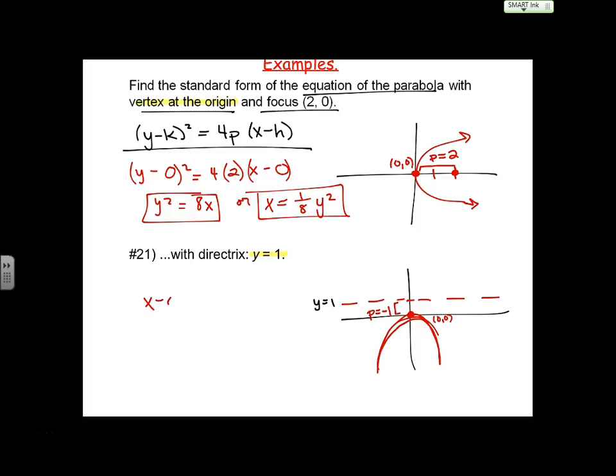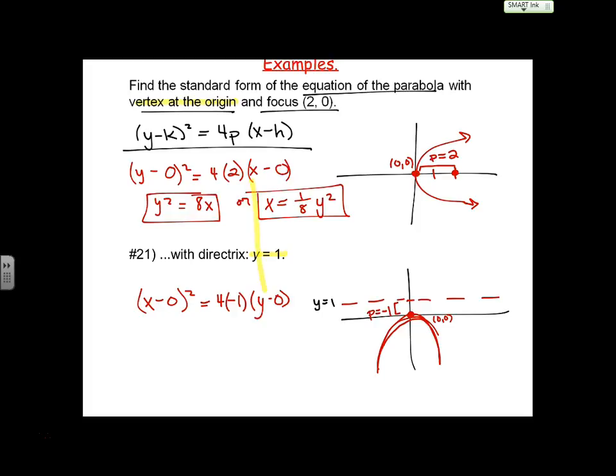Ooh, (x minus 0), because it's not right, left. Good. Squared equals... (x minus 0), it was (y minus 0) squared. Y?